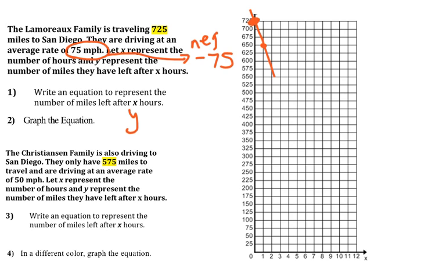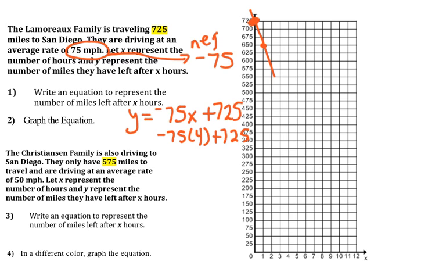Okay, so write an equation to represent the number of miles left. So y is the number of miles that they have left, and negative 75 times 1 or times 2 or times 5, however many hours they're going, that's my x, and then plus 725. So let's try this. What if I said, okay, they're going to drive for 4 hours? Then I would do negative 75 times 4 plus 725. So you can pause this video and put that in your calculator and see what you get and see if that makes sense.